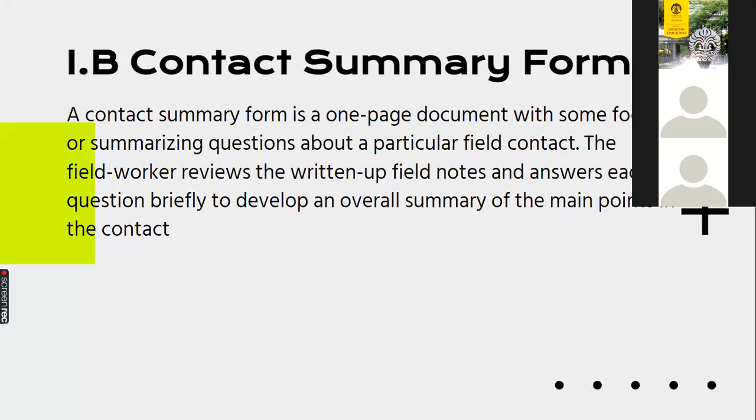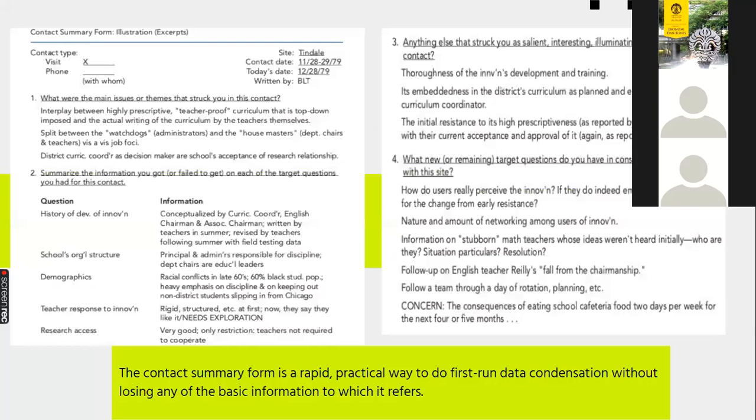Okay, the second form is the context summary form, which is a one-page document with some focusing or summarizing questions about a particular field contact. The field worker reviews the written-up field notes and answers each question briefly to develop an overall summary of the main points in the contact. Next slide. Okay, and here is an example of the context summary form. It is a rapid, practical way to do first-run data condensation without losing any of the basic information to which it refers. Next slide.